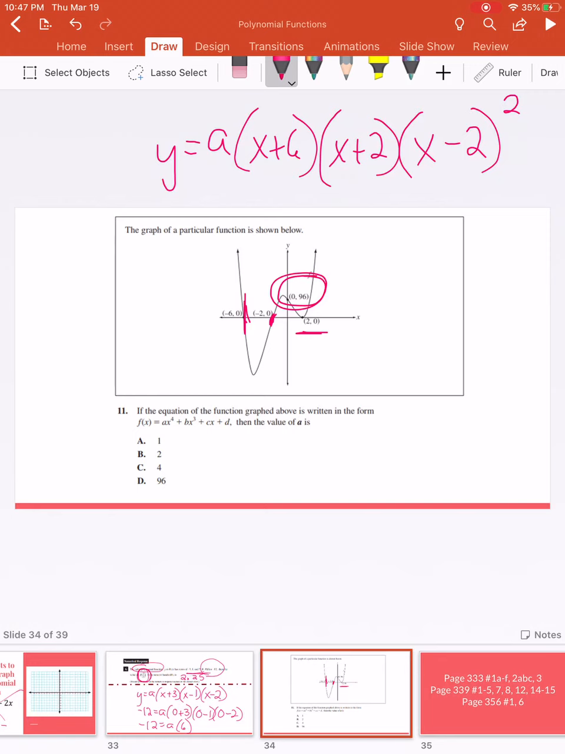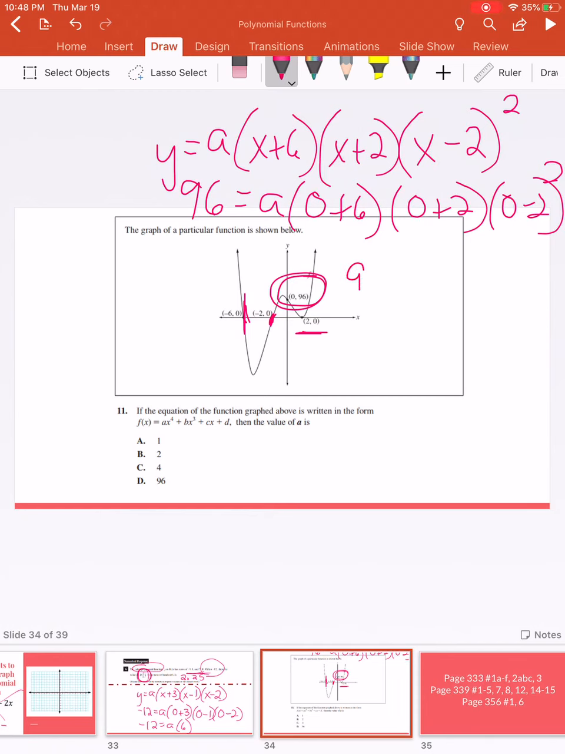And then the other point they give here is a y-intercept. Once again, I use the y-intercept as a point on the graph to help me find that a value. So I'm going to substitute it in. So when y is 96, x is 0. So there I am substituting that point in. So now I'll type this in my calculator. So I have 6 times 2 times -2 squared, and I end up with 48, which means my a value has to give me 2.